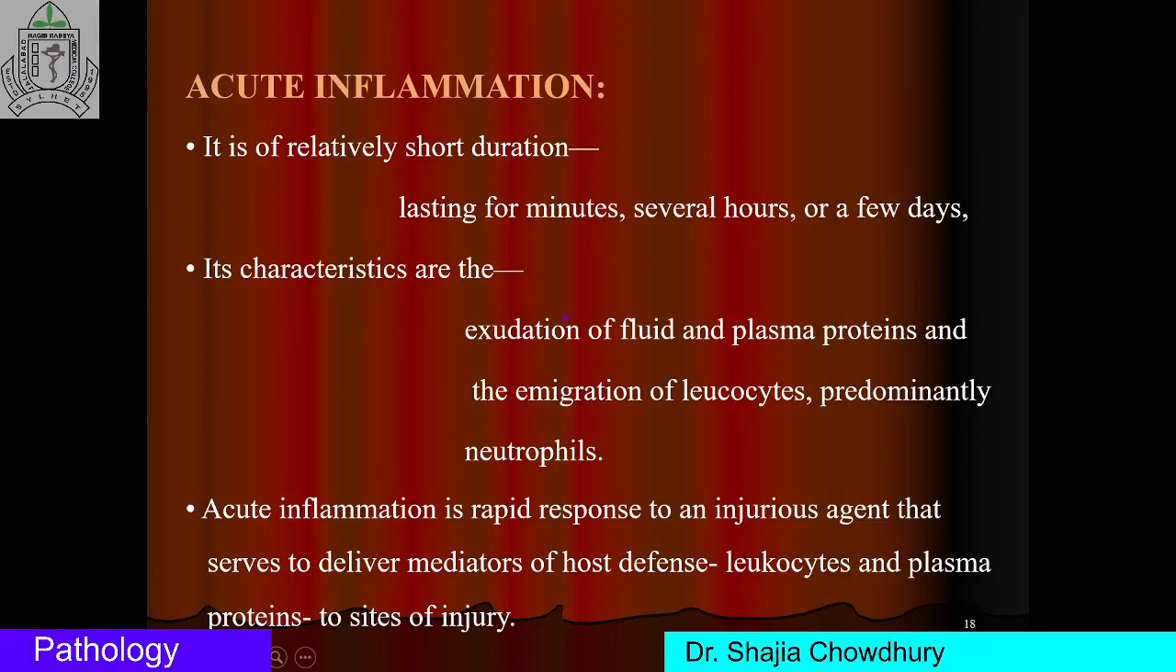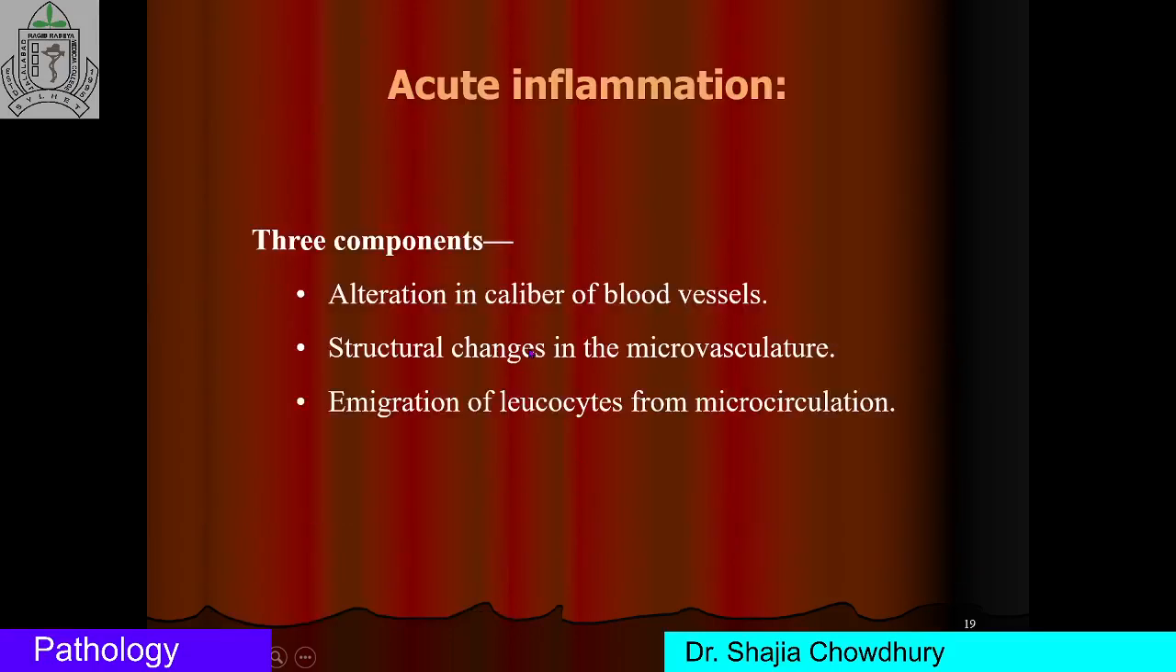And the main characteristic points are exudation of fluid and plasma protein from the circulation to the extracellular space, and immigration of leukocytes, predominantly neutrophils, to the site of injury. These are the main features of acute inflammation.